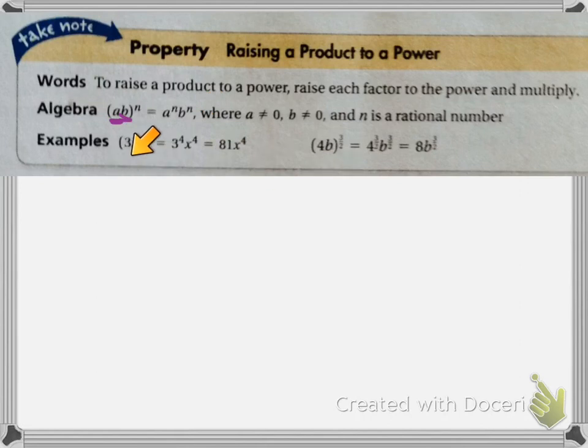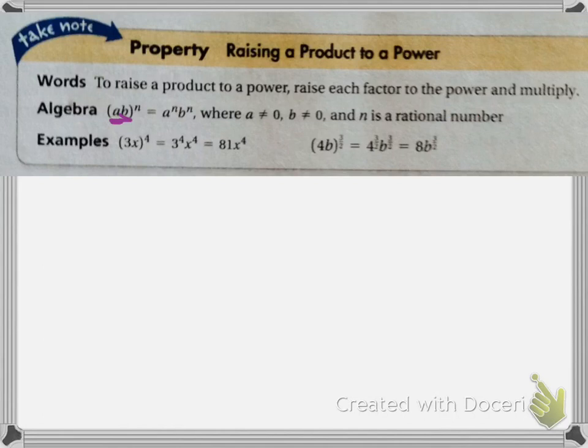So like 3x, that's a product, to the fourth power. They both get the fourth power. Then you do 3 to the fourth, and that's 81. And you can't do x to the fourth because you don't know what x is, so you leave it x to the fourth. So 81x to the fourth is what you get. Over here, 3 halves goes to the 4, and 3 halves goes to the b. 4 to the 3 halves, b to the 3 halves. I can do 4 to the 3 halves, but I can't do b to the 3 halves. So 4 to the 3 halves becomes 8. B to the 3 halves stays because I can't do anything with it.